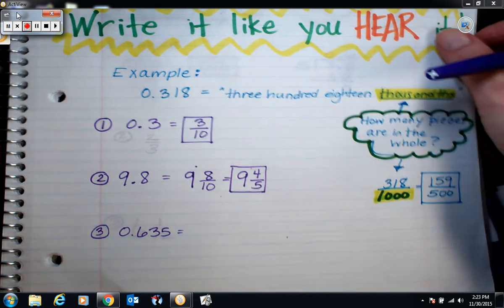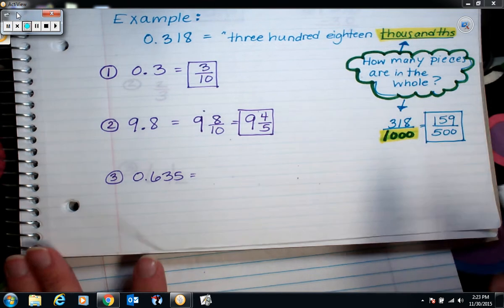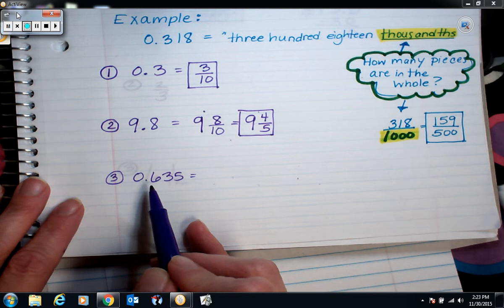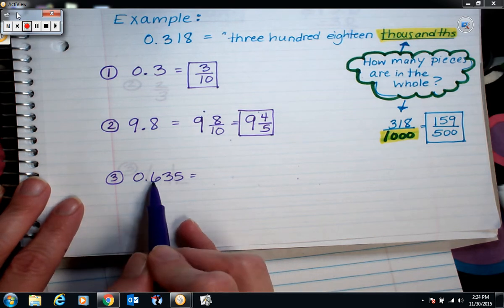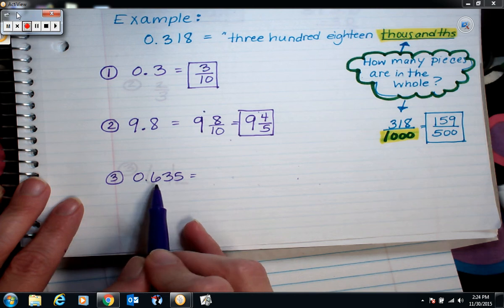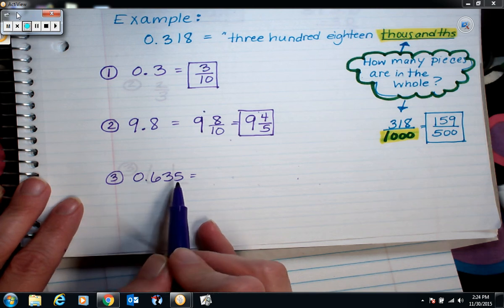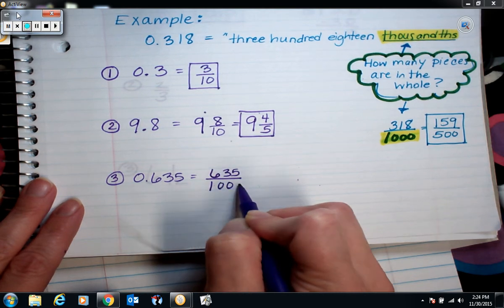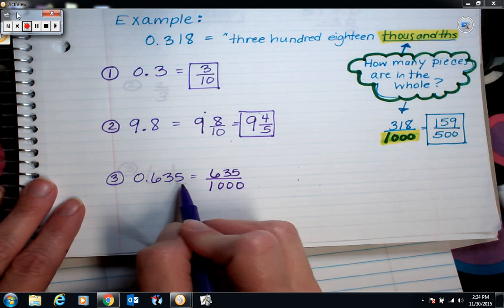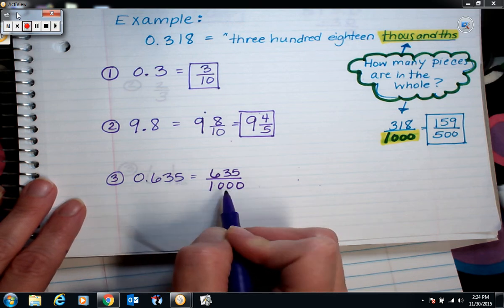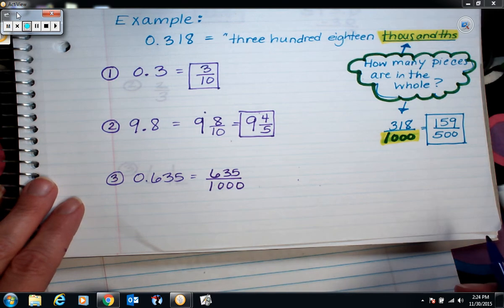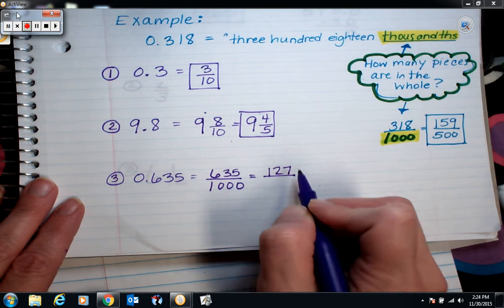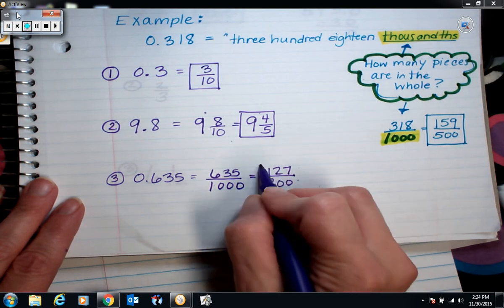So let's try another one. Remember that the decimal place value name is telling me how many pieces are in the whole. So this time I'm going to read this decimal number out loud. This is my tenths, hundredths, thousandths place. So this would be 635 thousandths. So that's 635 parts out of 1,000 parts. That decimal place value name tells me my denominator is 1,000. And then I need to simplify 635 over 1,000. They are both divisible by 5. So that would simplify to 127 over 200, and that is in simplest form.